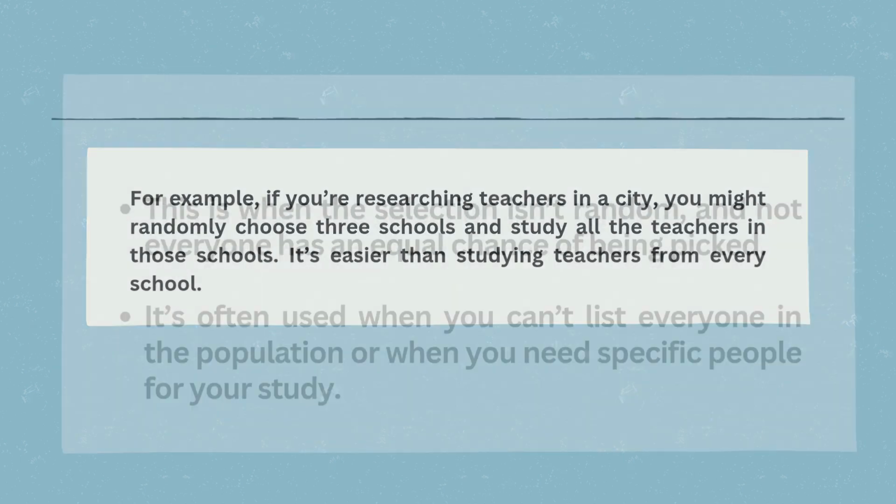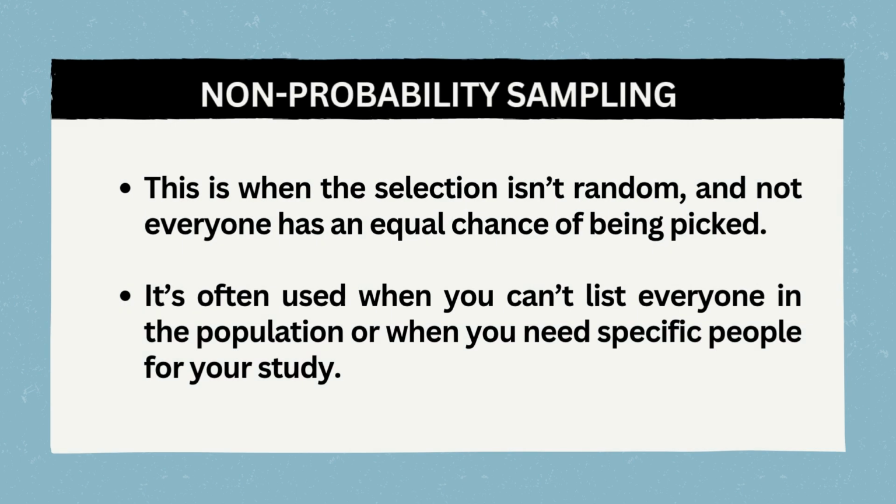Now, let's move to non-probability sampling. This is when the selection isn't random, and not everyone has an equal chance of being picked. It's often used when you can't list everyone in the population, or when you need specific people for your study.